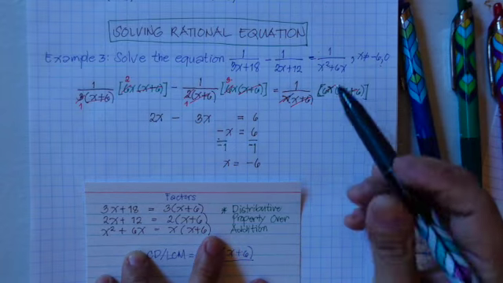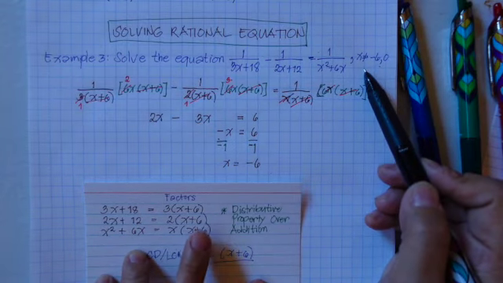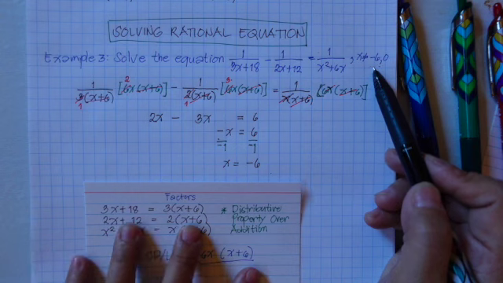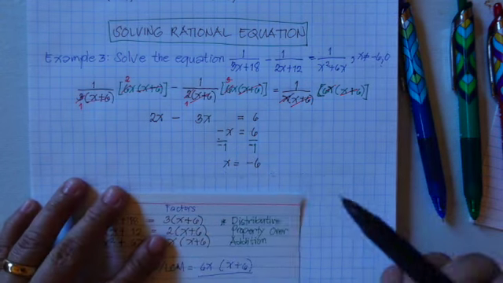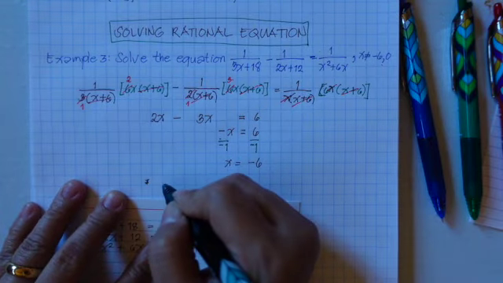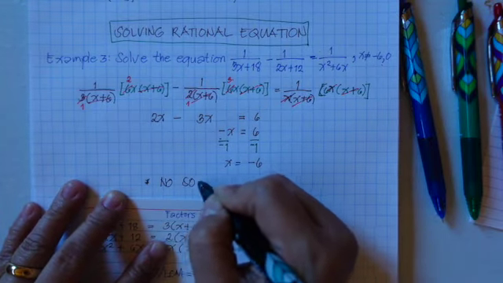Now, look at our condition. x shouldn't be equal to negative 6 and 0. So since x is negative 6, therefore this equation has no solution.